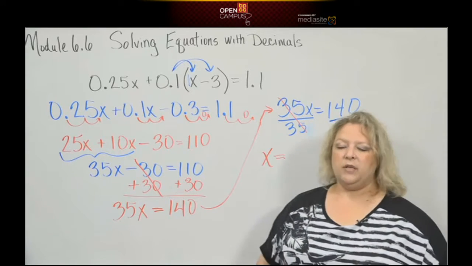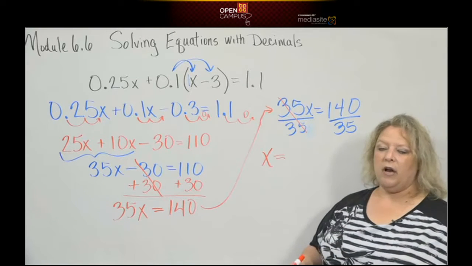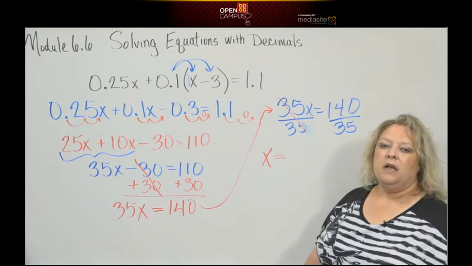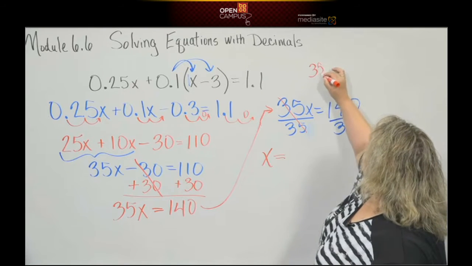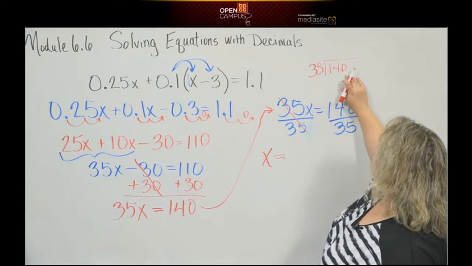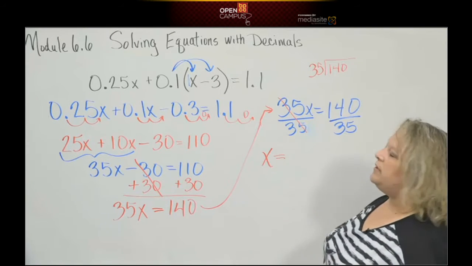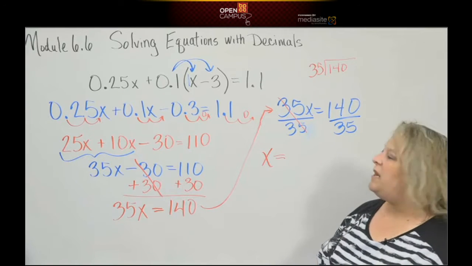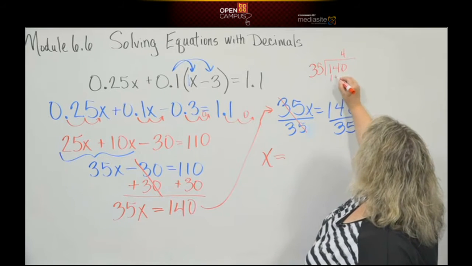And then it depends on how good you are at reducing, how good you are at knowing your facts. If you want to reduce this, you can reduce it by 5. You can do long division, old school division, where you write the 140 inside the division sign. The 35 is your divisor, and you do division that way. You can reduce it as a fraction, whichever way makes you happy, most comfortable. The answer is 4.